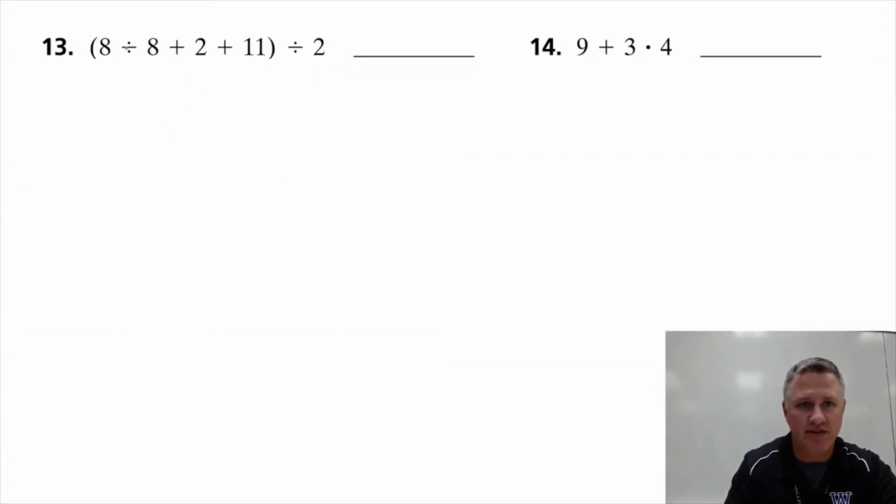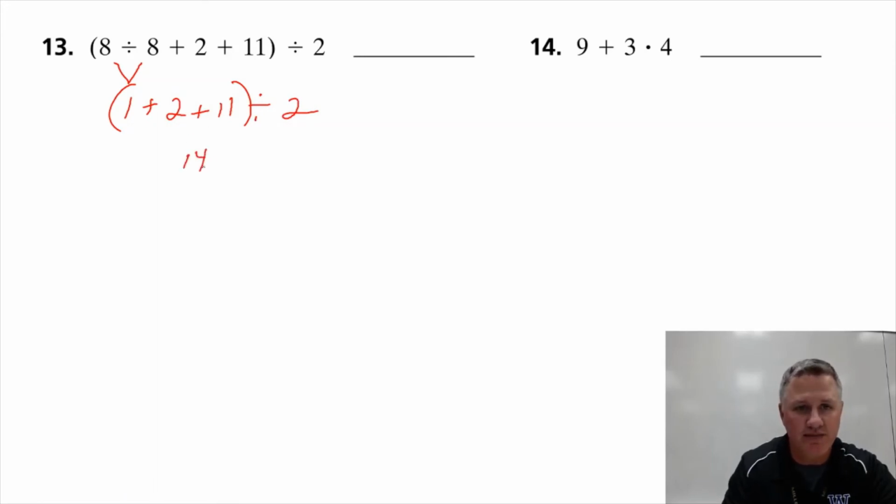Start with the parentheses. I've got 8 divided by 8, which is 1. Rewrite everything. Then I'm just going to do this all together. 1 plus 2 is 3, and 3 plus 11 is 14. And last, 14 divided by 2 is 7.